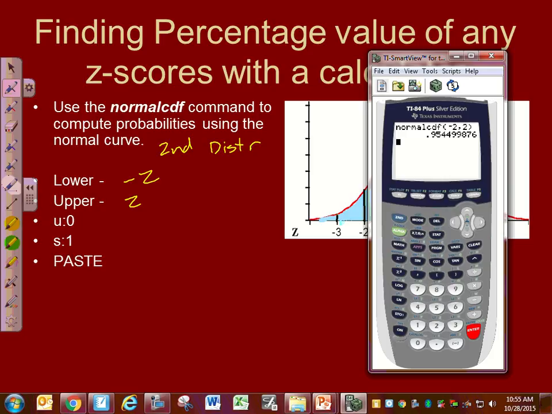Okay? Confirm between -1 and 1, you get 68%. Normal CDF, yep. Okay. And then from -1 is the lower, that's the bottom. The top is upper. Okay? 1. And then paste. Enter. There you go. Okay. We should see 68%. I want to see everybody's calculator 68% between -1 and 1.